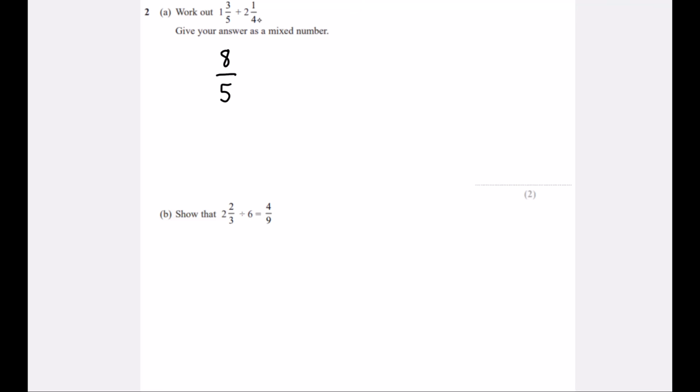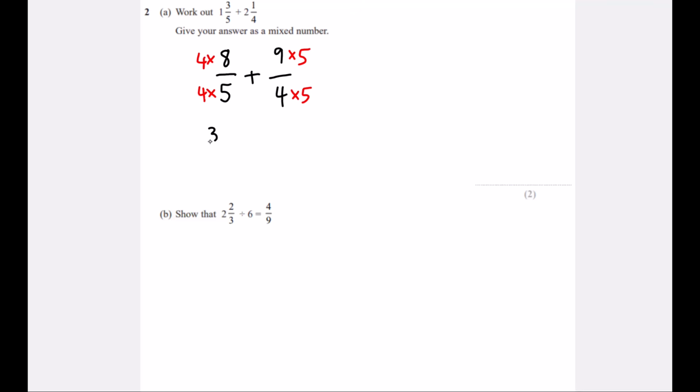2 whole ones in quarters will be 8 quarters, plus another quarter is 9 quarters. So I've got 8/5 and I've got 9 quarters. I'm going to add them together. To add fractions, we need to make the denominators the same. So these bottom numbers have to be the same. I'm going to times the top and the bottom of my left fraction by 4, and the top and the bottom of my right fraction by 5, which will make both the denominators 20.